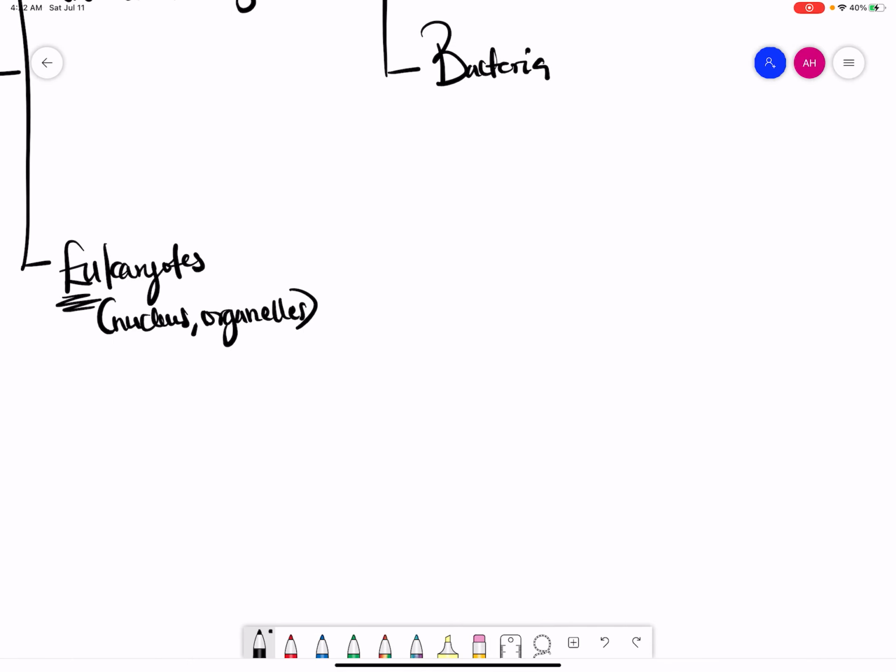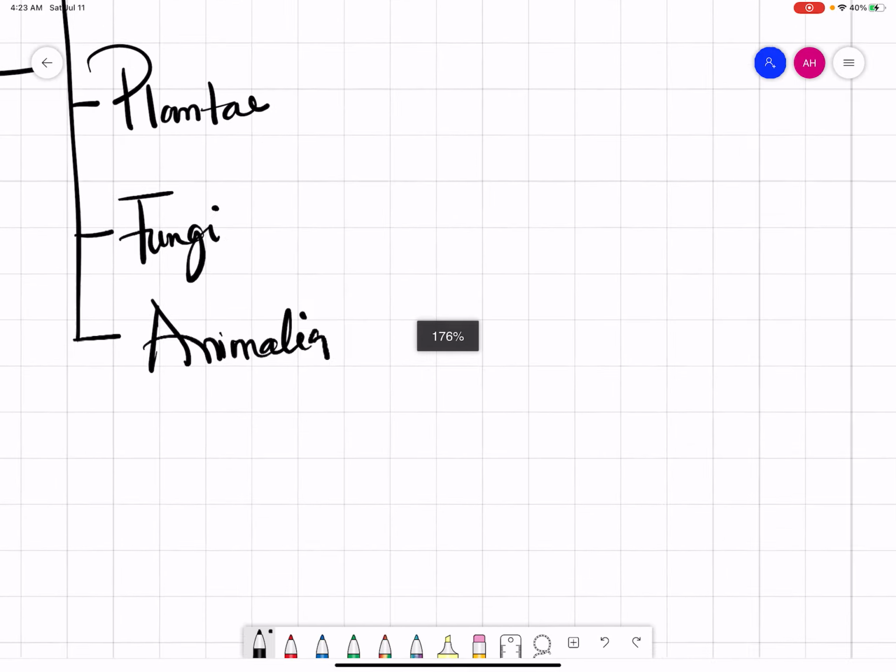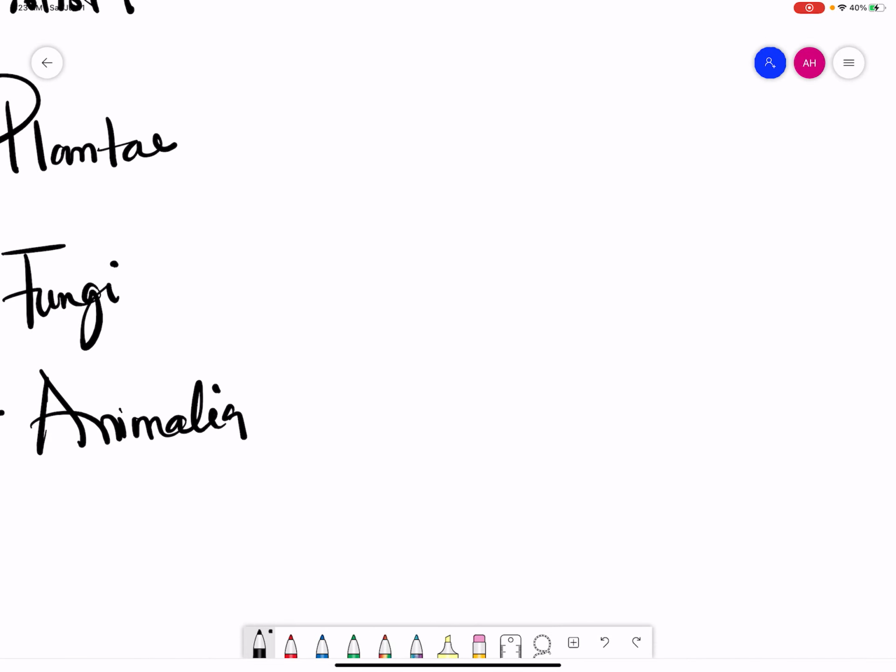Eukaryotes have one domain known as eukarya and four kingdoms. We have protista, we have plantae, we have fungi, and we have animalia. So let's talk about fungi. What are the characteristics of fungi?